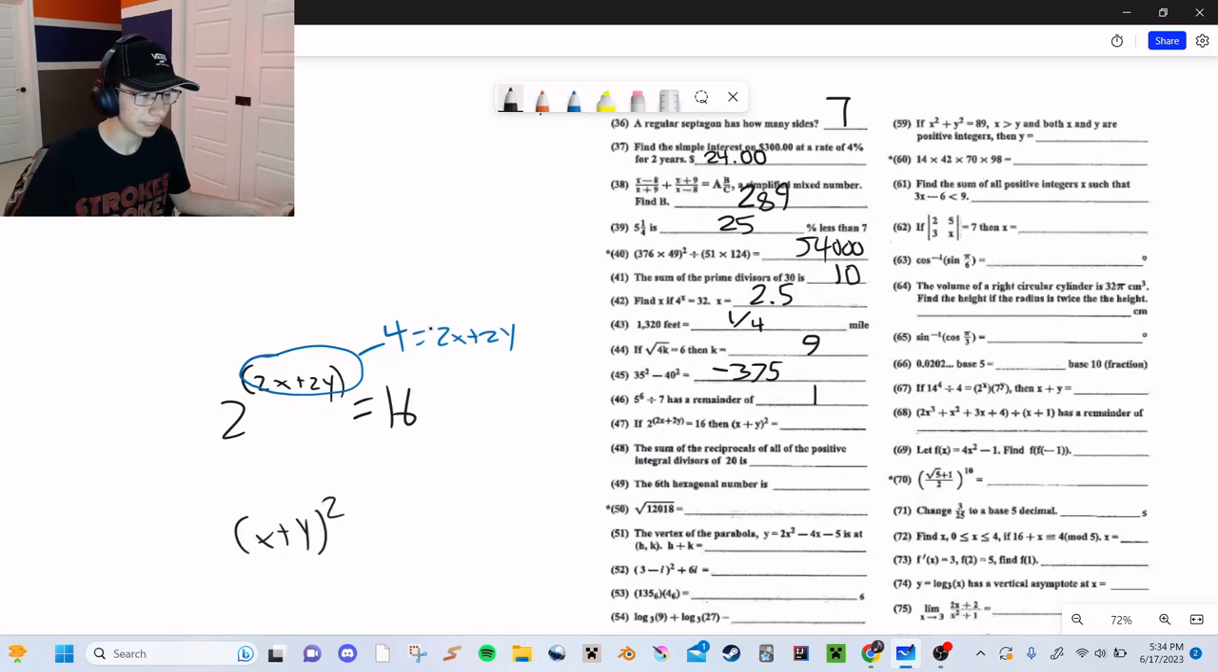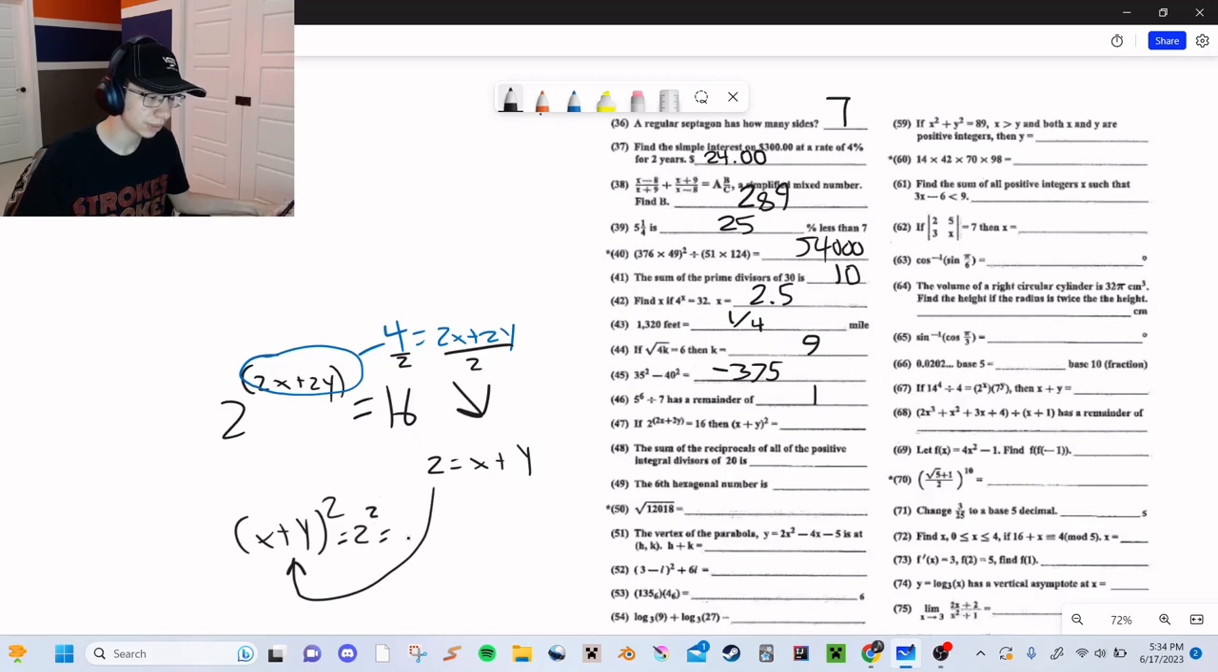If I divide both sides by 2, I'll get that 2 is equal to x plus y. I can substitute in this value for x plus y. So x plus y squared equals 2 squared, which is equal to 4. And that's my answer. It's another quick algebra question.